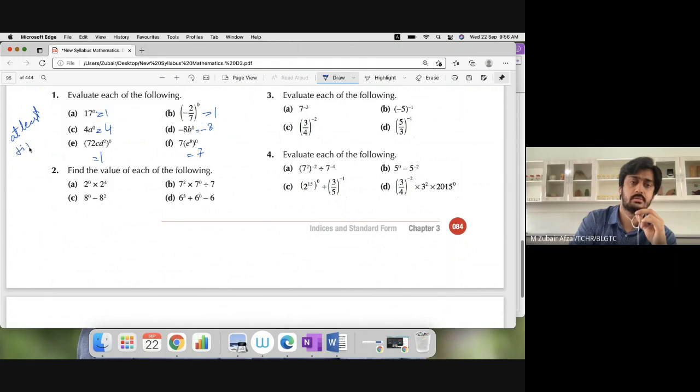We'll do at least till question 8. And I want you to write them in your neat copies as well, so you have a record of it. Whenever you want to revise, you can see that.